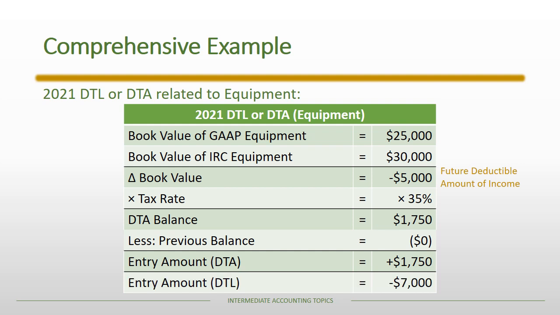But of course we also have to get rid of the previous year's deferred tax liability because its current balance is 0. And so to get rid of the prior $7,000 balance, we need to reduce the account balance by $7,000. So you can see that there's a DTA increase and a DTL decrease in 2021 related to the piece of equipment.